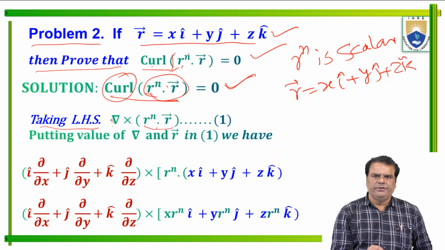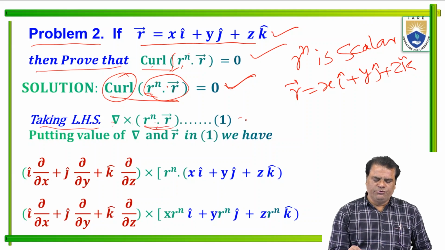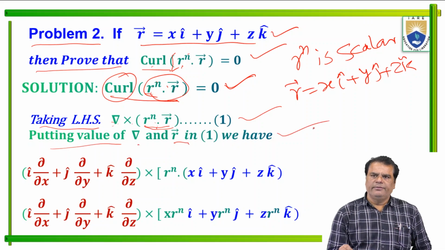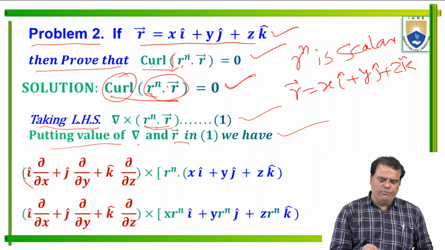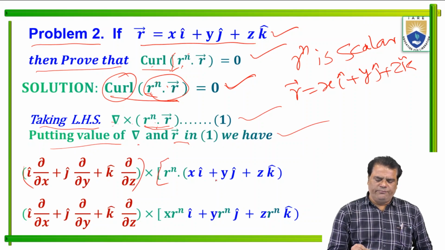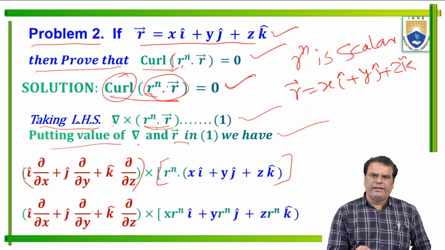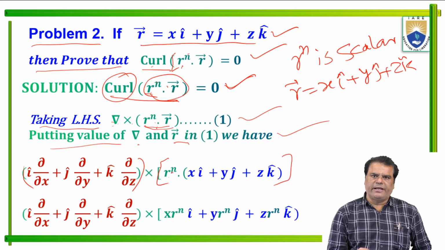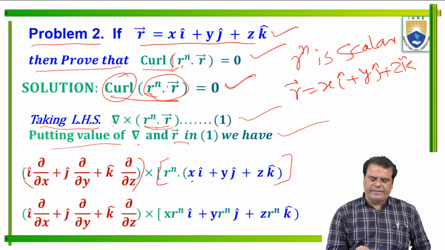elements. This is a three-dimensional differentiation vector operator, and cross. This is a vector point function. This is equation 1. Putting the value of del and vector R in 1, then we have, this is the value of del. This is the value of R to the power n, no change.